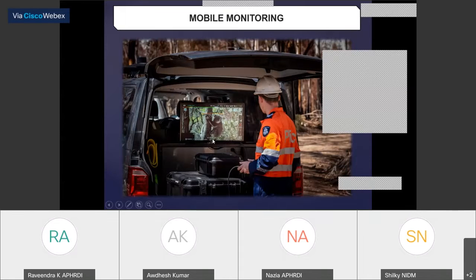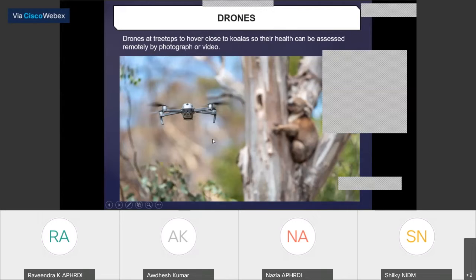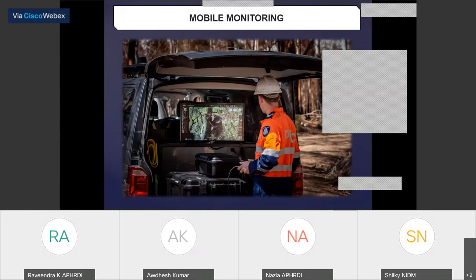So with this drone data, they access it on the mobile monitoring, and a person, you can see in this picture, is assessing the health condition of this koala in a mobile monitoring van.